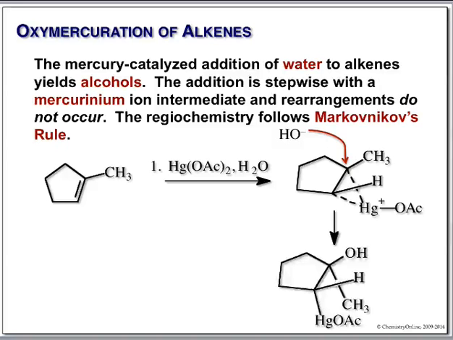This looks a whole lot like the addition of HOBr, doesn't it? Except that we're left with this mercury dangling down there. How do we get rid of the mercury? Well, that's step 2. Sodium borohydride, boom. Mercury's gone. We're left with a Markovnikov alcohol.